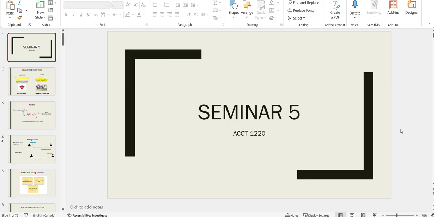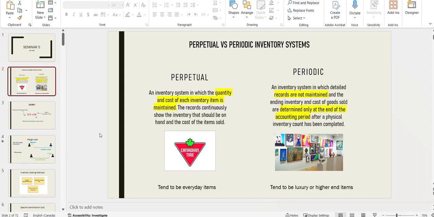In this session, we're going to talk about inventory and all methods to calculate inventory, cost of goods sold, and revenue. So, there are different systems for inventory. The first one is perpetual, and the second is periodic.